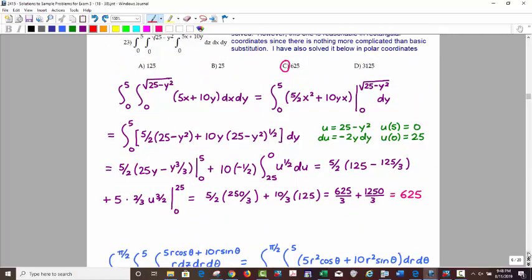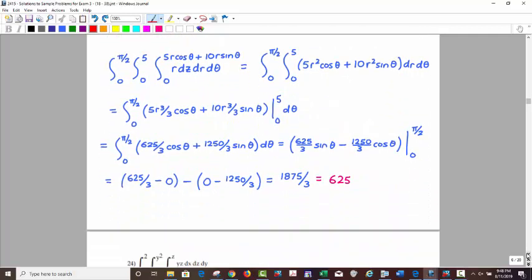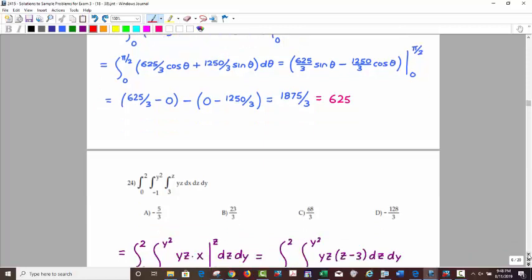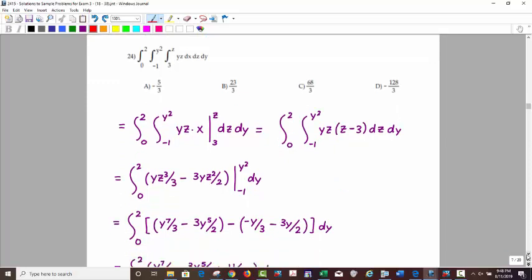So that problem's kind of interesting, I guess, because usually one way is clearly better than the other when it comes to polar or cylindrical versus rectangular. Anyway, number 24. Okay, this is nothing. This is just a straightforward, basic triple integral here. It's just can you do the process. Nothing tricky or to be concerned about.